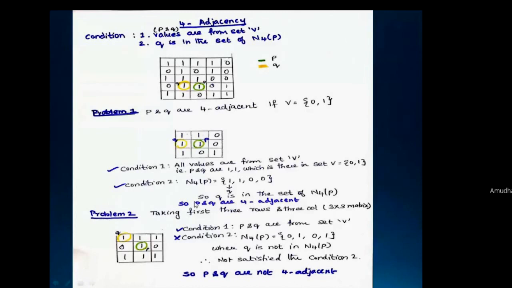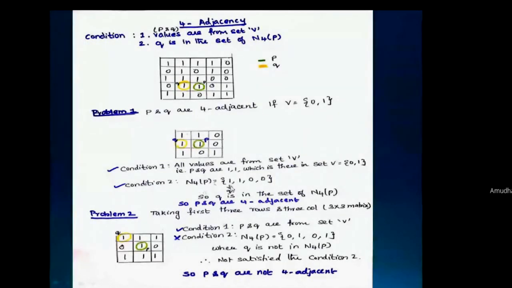We'll go for the second condition. What is the second condition? Q is in the set of N4 of P. So now we have to find N4 of P. What is N4 of P? Neighbors of P, only horizontal and vertical neighbors. If you see the horizontal and vertical neighbors of P, 1, 1, 0, 1. That's the thing I've written here.